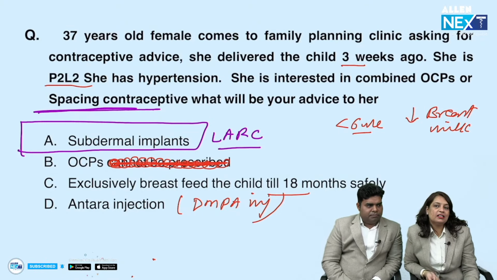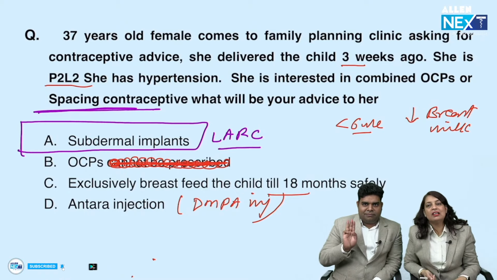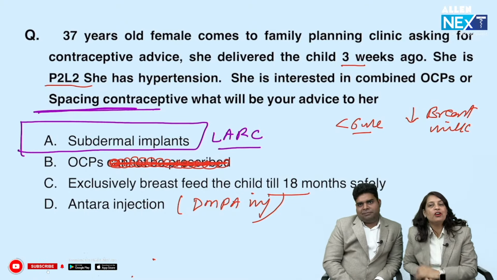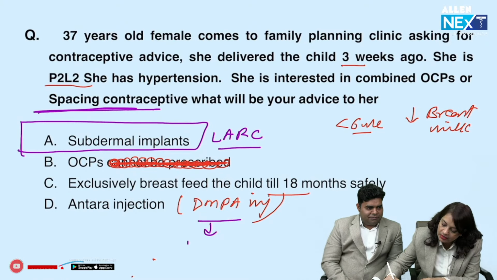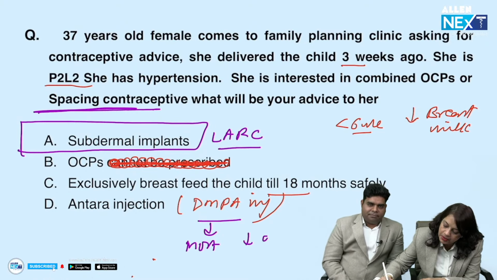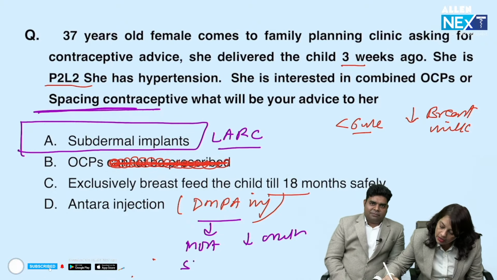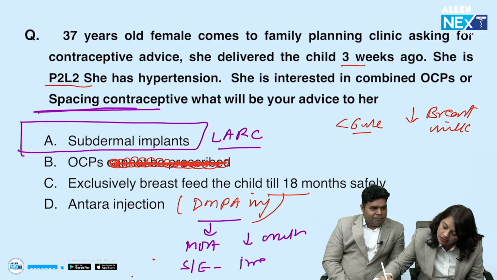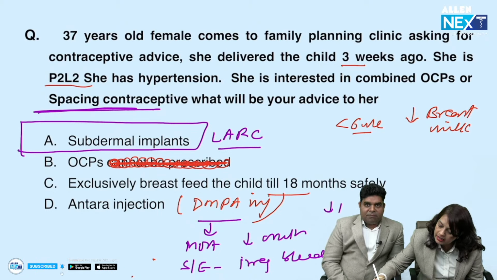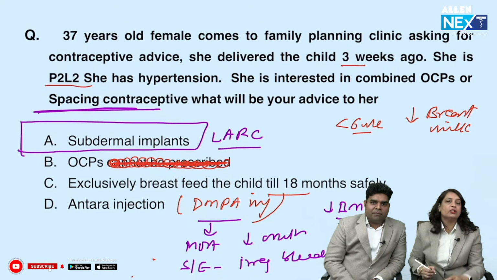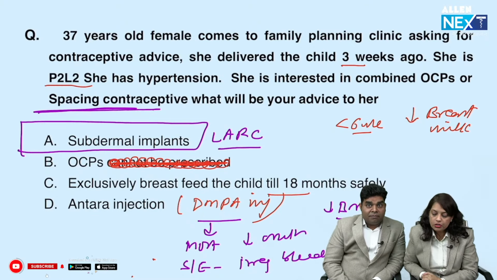What is the problem with Antra? Why don't we give it? Because every 3 months the patient has to come for an injection. Antra, DMPA. The mechanism of action is suppression of ovulation. That is, we are happy. But what is the important side effect? It causes irregular bleeding and it decreases the bone mineral density. So if we are talking about long acting, the patient is prone to osteoporosis.